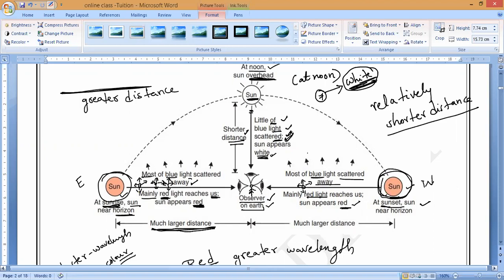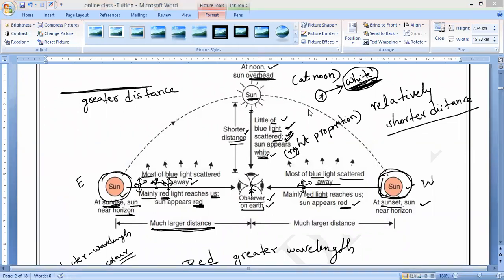White color, because very little blue light is scattered, and the remaining blue light stays in it, so that all the colors are in the right proportion to form which color of light? To form white light. Understanding? So that is the reason the sun in the sky, when overhead, appears to be which color? White to us. Understand, guys?